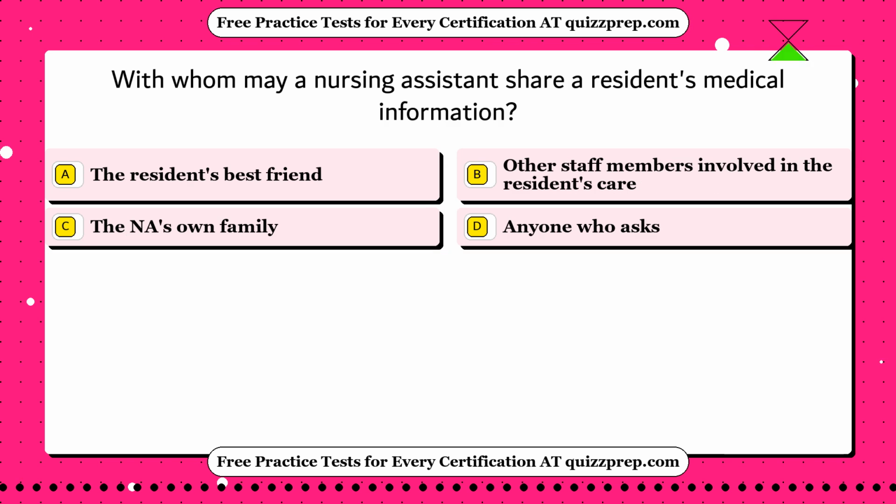With whom may a nursing assistant share a resident's medical information? Option A, the resident's best friend. Option B, other staff members involved in the resident's care. Option C, the NA's own family. Option D, anyone who asks.